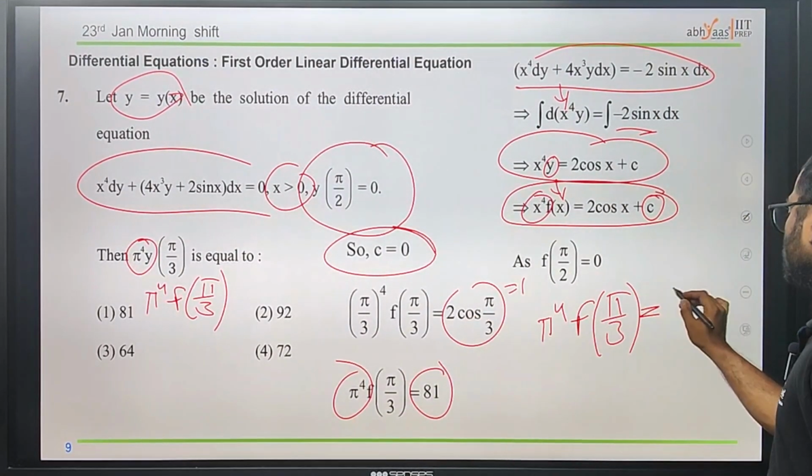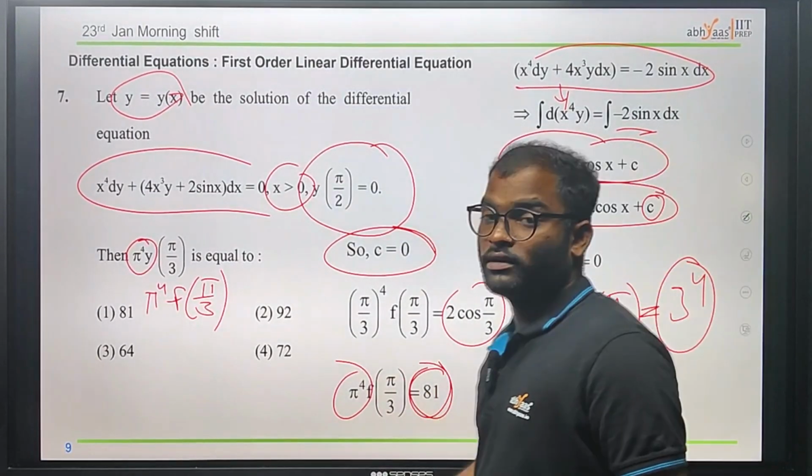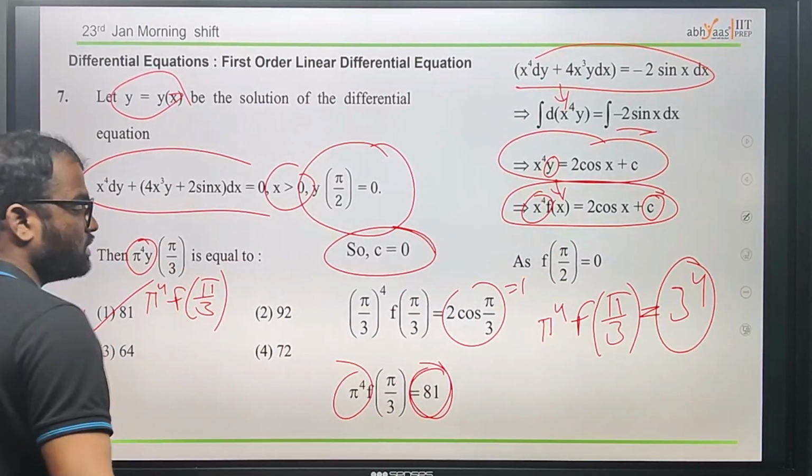Now 3 becomes 3 power 4 here. Therefore 3 power 4 will be our answer, 81. That's how option 1 is the correct answer.